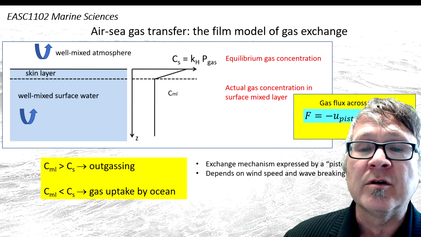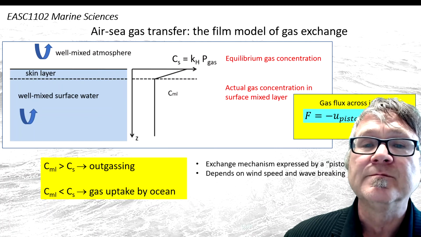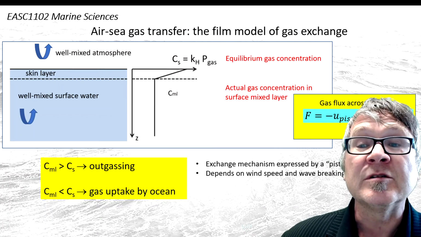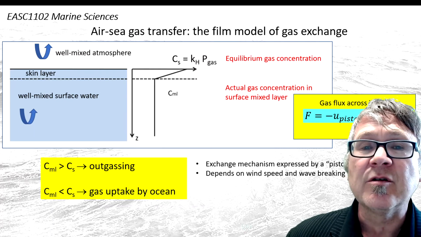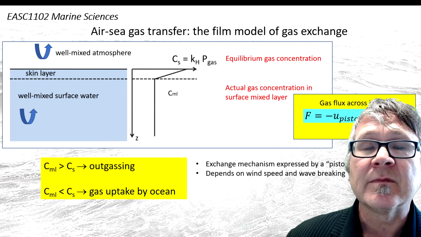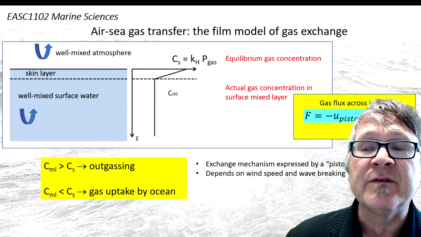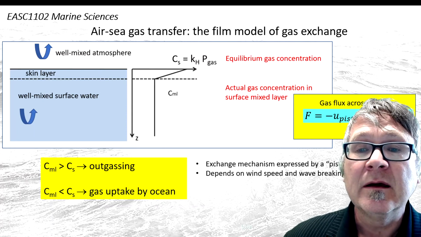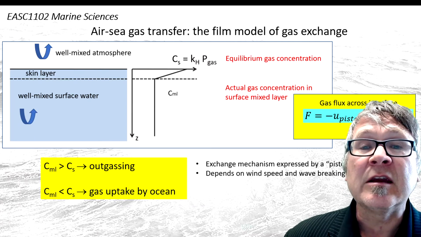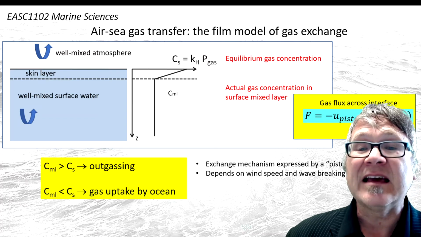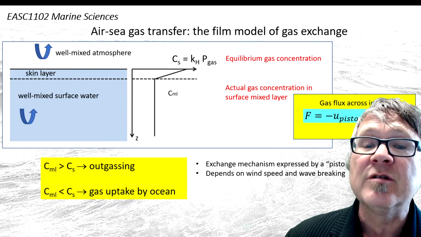You can write down a little formula. It just means the skin layer, which is a very, very thin layer, is in equilibrium. Now the surface mix layer can be either undersaturated or oversaturated. If it is undersaturated with respect to the concentration in the skin layer, the surface film of the oceans, then it will draw gas from the atmosphere. If it's oversaturated, it will release gas into the atmosphere.